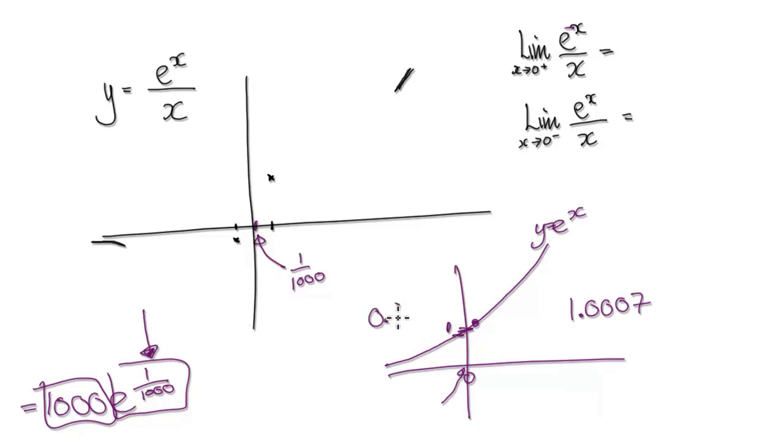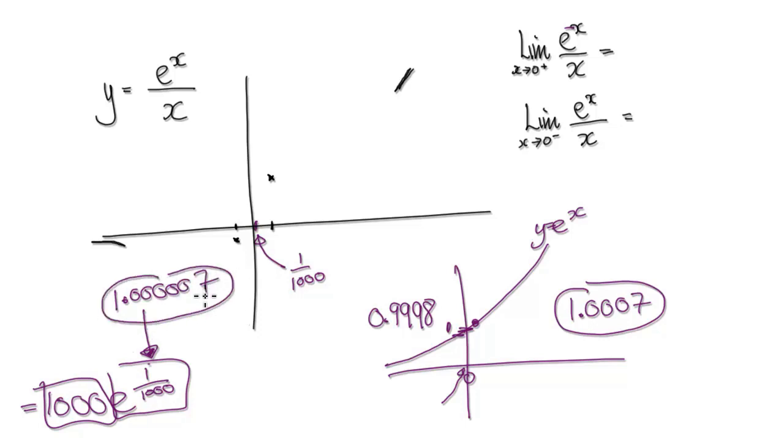So let's just imagine 0.9998, say. This block here is slightly above 1, so you've got a 1 point something times something very, very big. It means that just to the right of 0, it jumps up to about 1000.